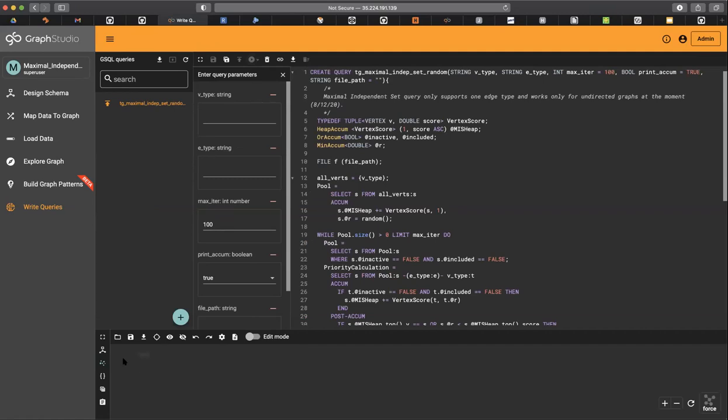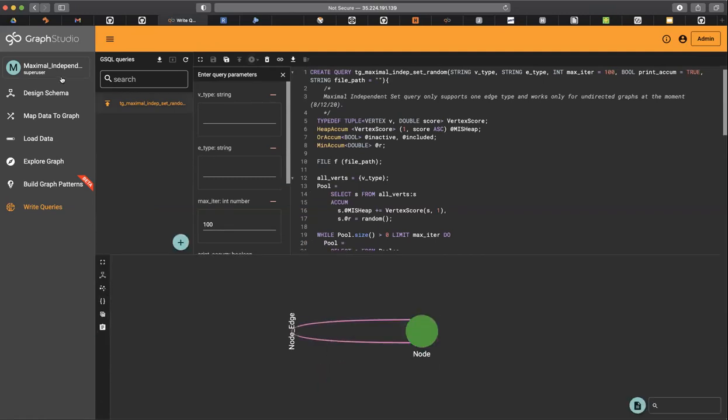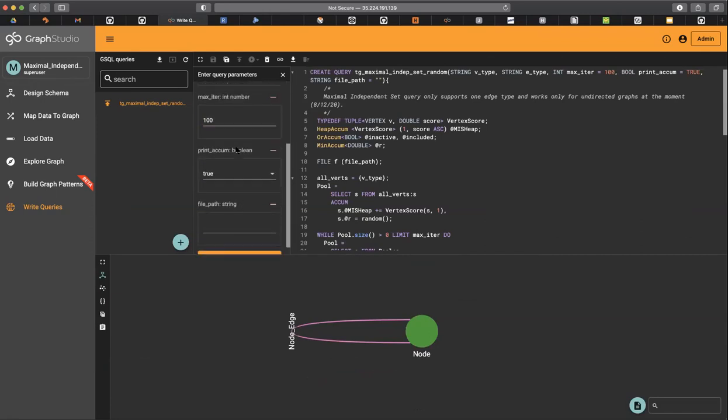So I can run this algorithm. I think this has a slightly different schema. Note, I'm running this in a different TigerGraph database here. So our operative vertex type is node, and our edge type is node edge. 100 iterations sounds okay to me. It's probably not going to run that long because this isn't a terribly huge graph.